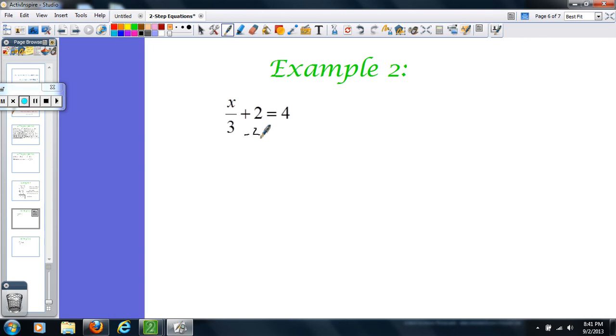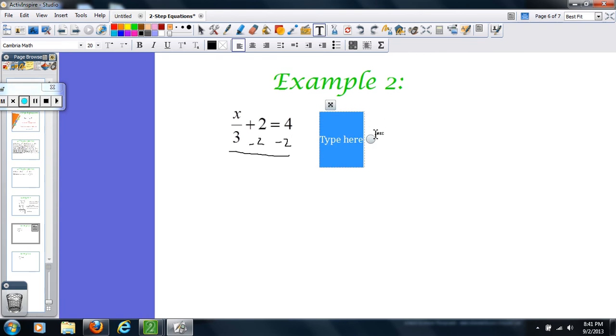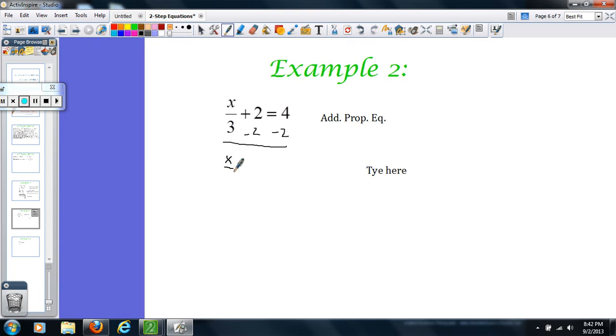So I'm going to subtract 2 from both sides, and in doing this, this is going to be the addition property of equality. So that takes me from our given to my first step. I'm just going to type something in here since I just messed it up. So from here we get x over 3 plus 0 equals 2. And let me go ahead and adjust this one now.